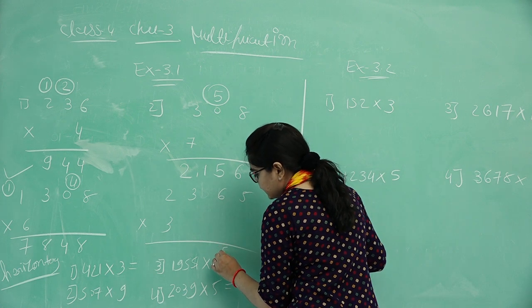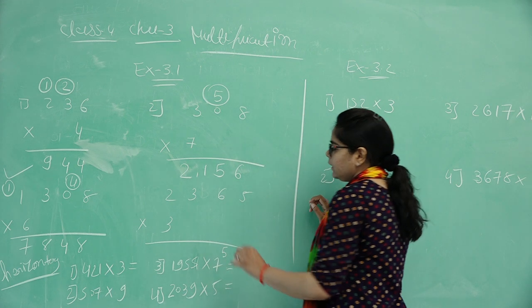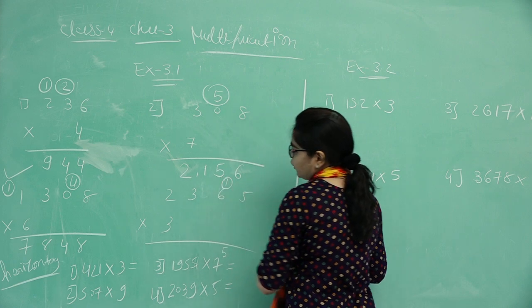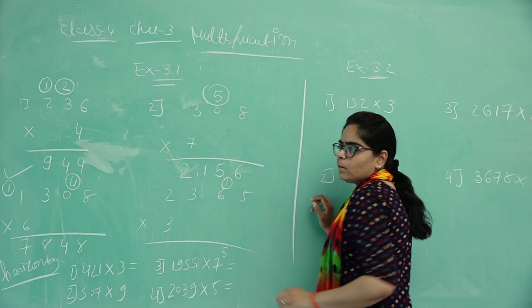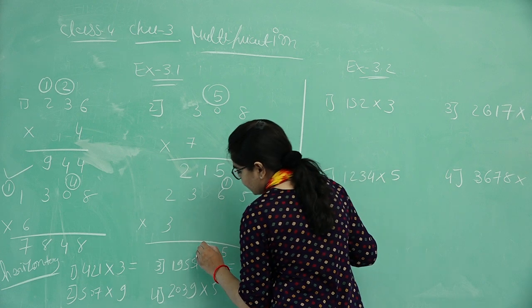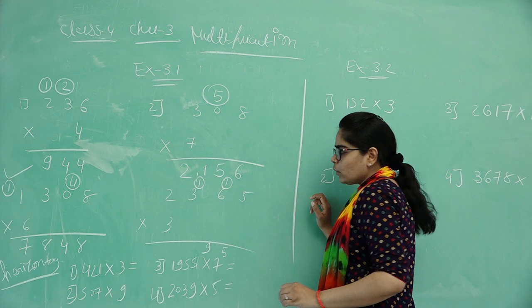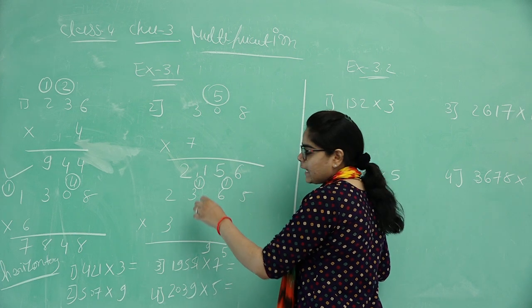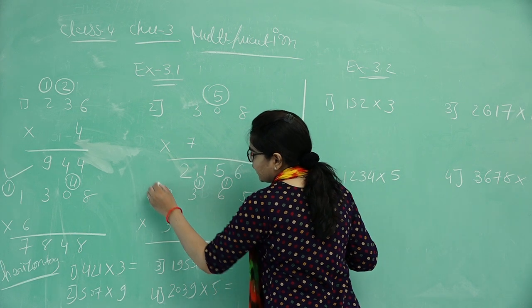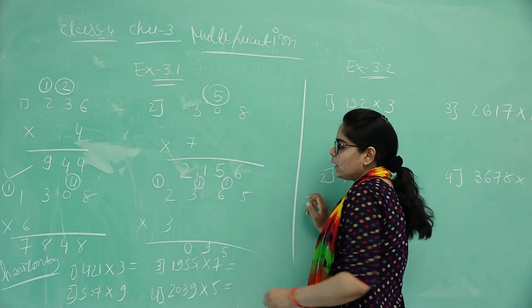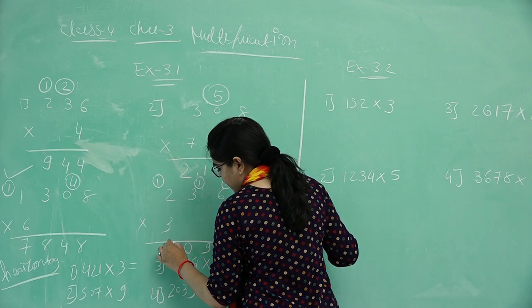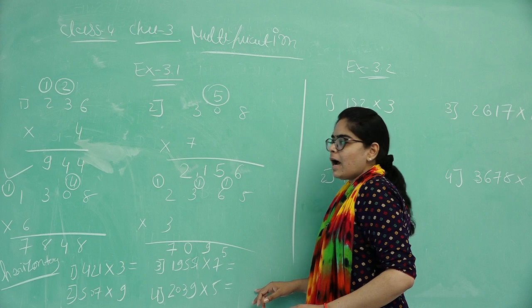15. So first write down here 5. Then 1 carry over. 6 3s are 18. 18 plus 1, 19. 9 here, 1 carry over. 3 3s are 9. 9 plus 1, 10. So 0 here, 1 carry over. 3 2s are 6 plus 1, 7. So this is your answer.